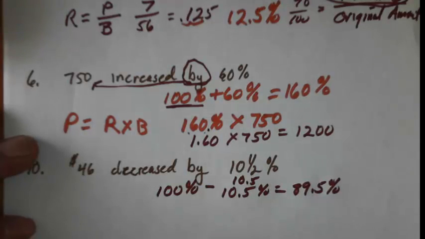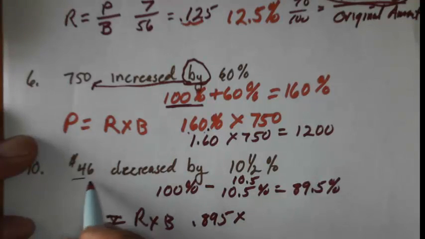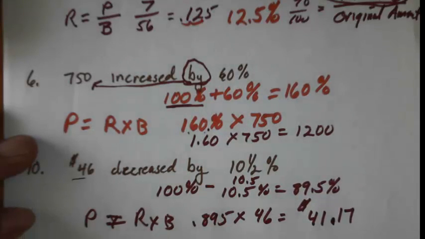So then we're just back to our rate times the base. So our rate then, change this to a decimal. So it would be 0.895 times the original number, 46. Okay, gives us $41.17 rounded when you do it on your calculator there. Okay, since it's a money problem.